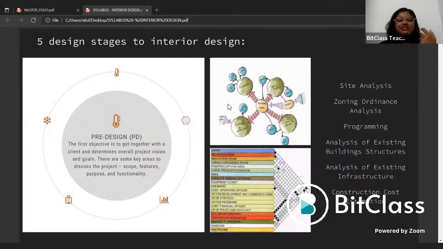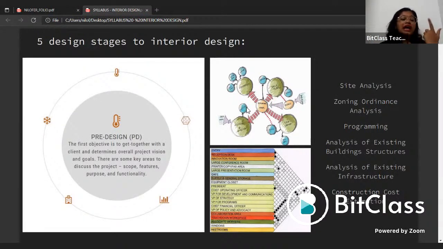Next, we have to analyze the existing building structures and existing infrastructure. For example, if you're doing an interior design, you have to understand where the columns are running, where the structural elements and beams are running, as well as the infrastructure: where the drainage system is running, where the plumbing works are given on the site, where the electrical cutouts are given. All these things you have to understand beforehand. This is what I mean by the analysis and research phase.